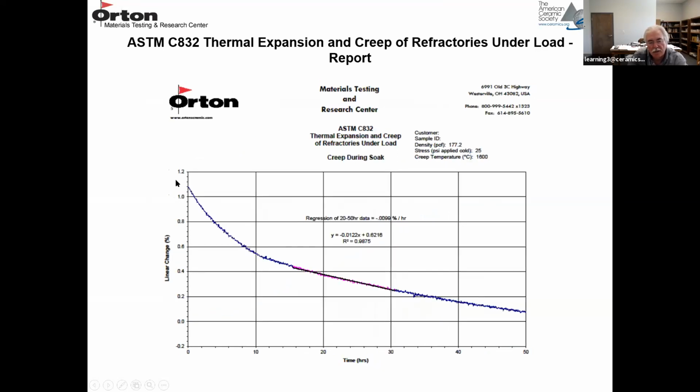So when you reach 1600, you hold the temperature constant and you run the time from 0 to 50 hours, and you get this type of creep behavior. So you can see that around 15 hours of creep, you enter the steady state region. So you have pretty much linear creep. So that's where your creep calculations come between 20 and 50 hours.